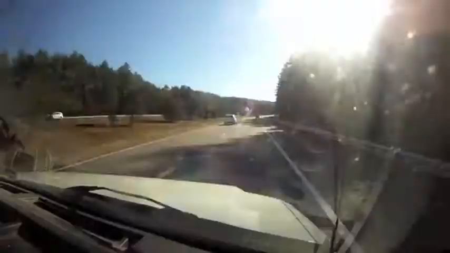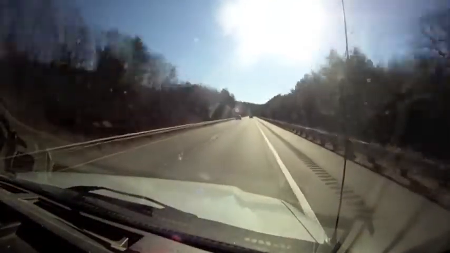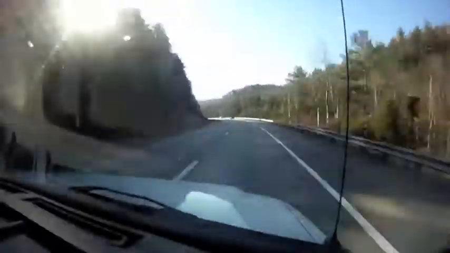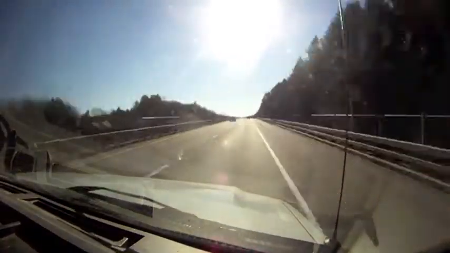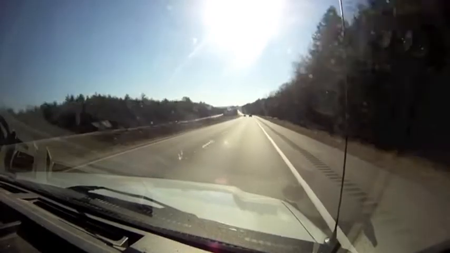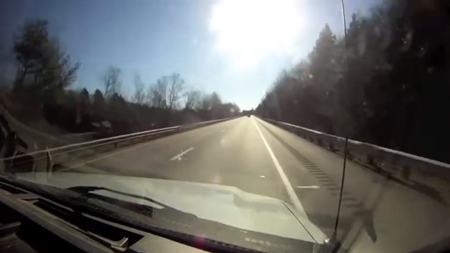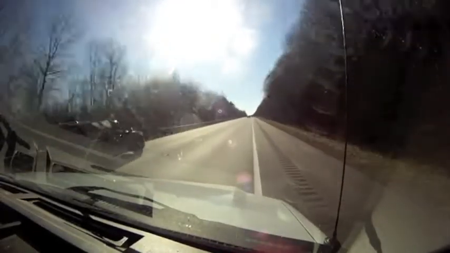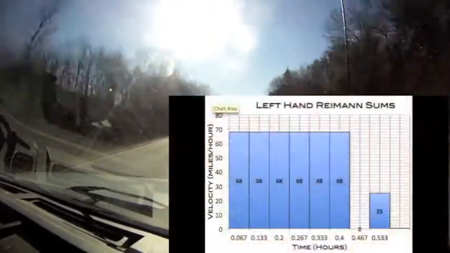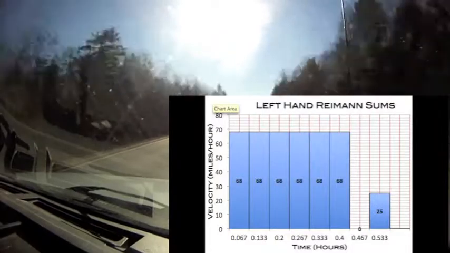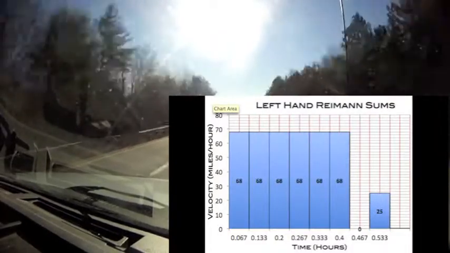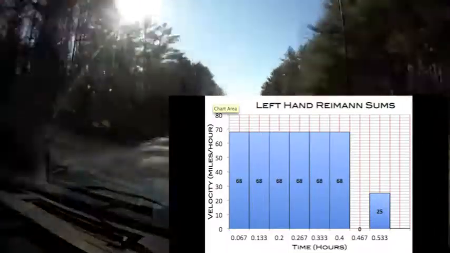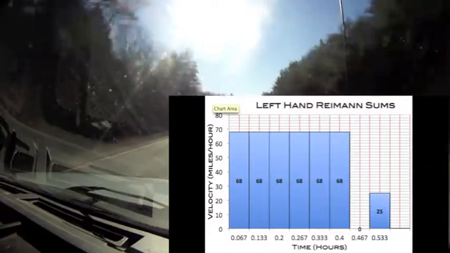Using Excel, I managed to create 2 different graphs, one showing the left-handed Riemann sums, and the other showing the right. The difference in these 2 graphs is that the left-handed Riemann sums excluded the last set of data points, whereas the right-handed Riemann sums excluded the first set of data points. Here is the graph of the left-handed Riemann sums. As you can see, the x-axis is the time in hours, and the y-axis is the velocity in miles per hour.